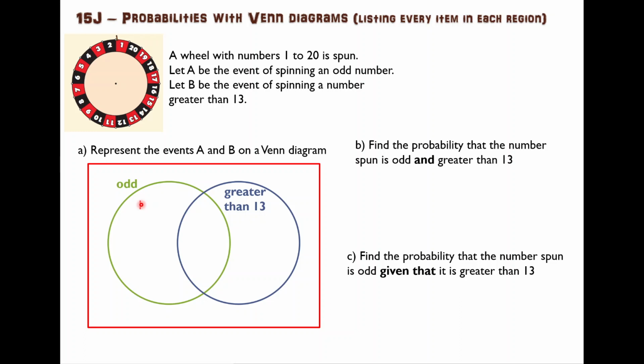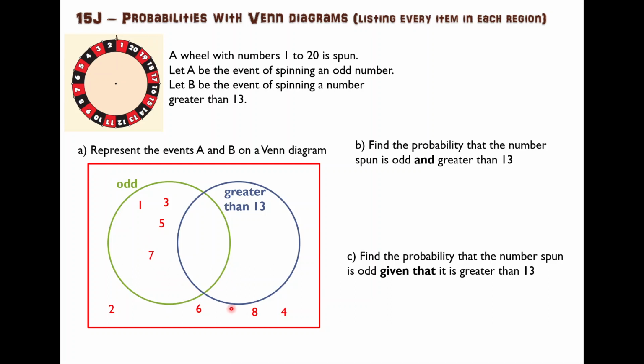What about number 2? Is it odd? No. So number 2 is not odd, so it's outside of this circle. Is number 2 greater than 13? No. So it's not in the blue circle either. It's not in either circle. 3 is odd and less than 13. 4 is not odd and also not greater than 13. And 5 is odd. 6 is out here because it's not odd and it's not greater than 13, and so on.